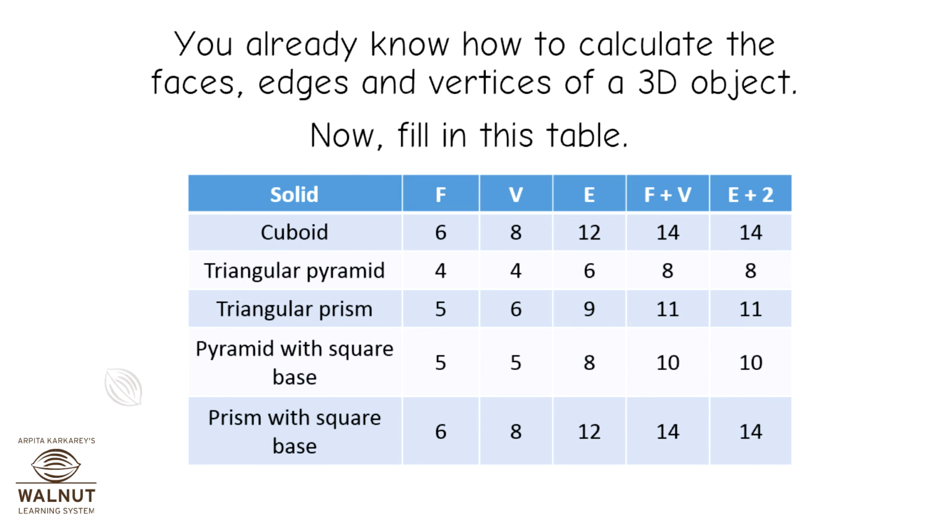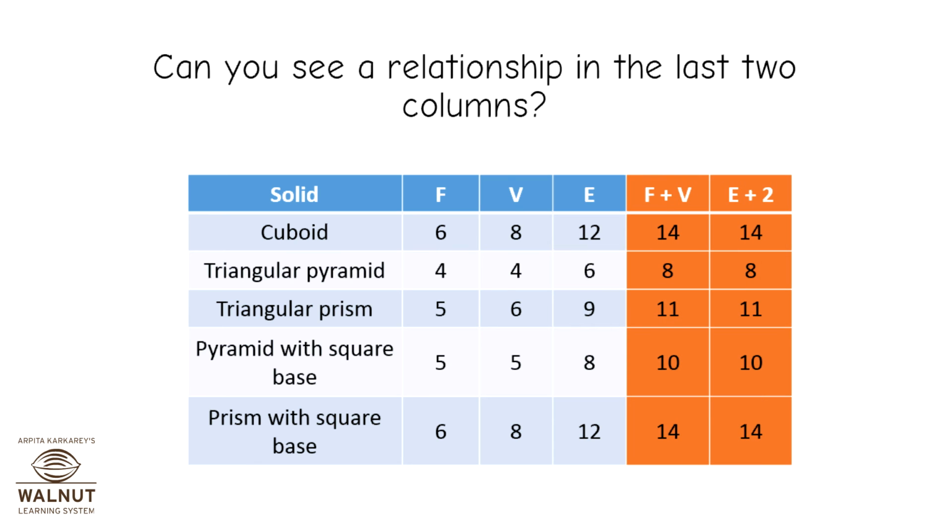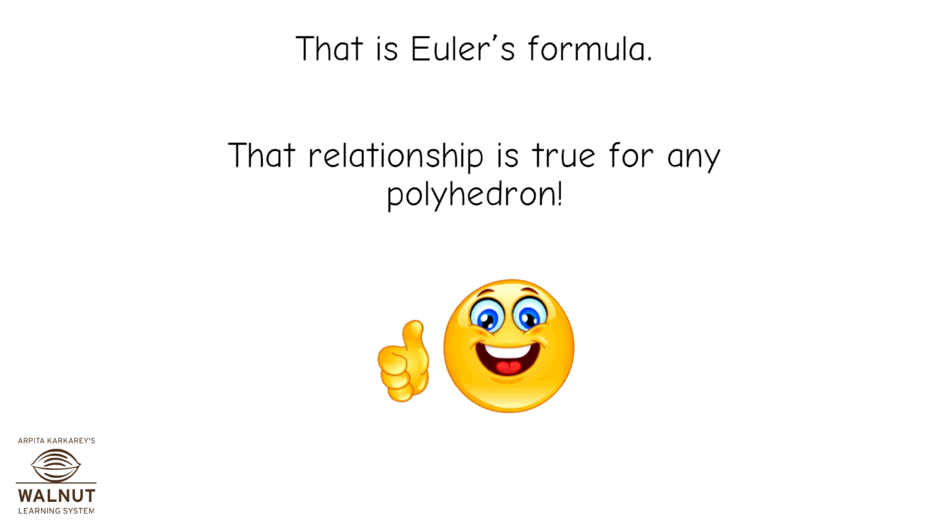You already know how to calculate the faces, edges and vertices of a 3D object. Now, fill in this table. Can you see a relationship in the last two columns? That is Euler's formula. That relationship is true for any polyhedron.